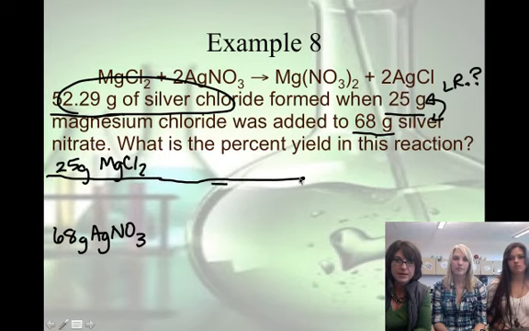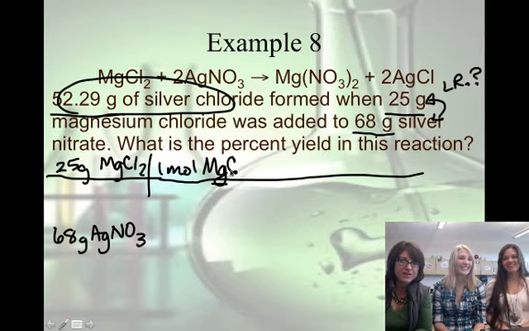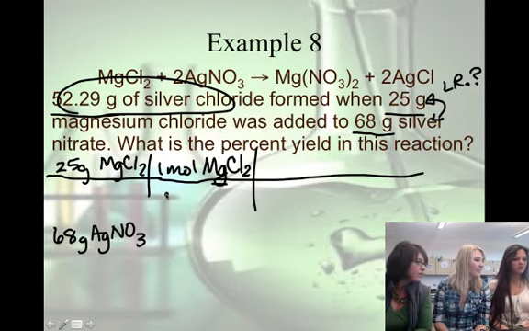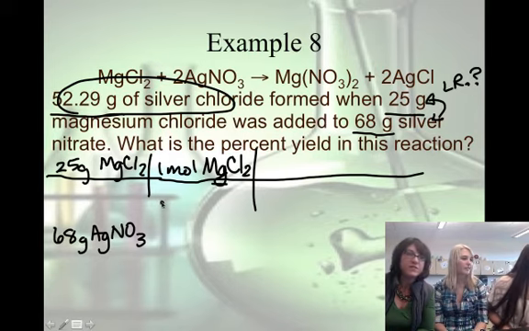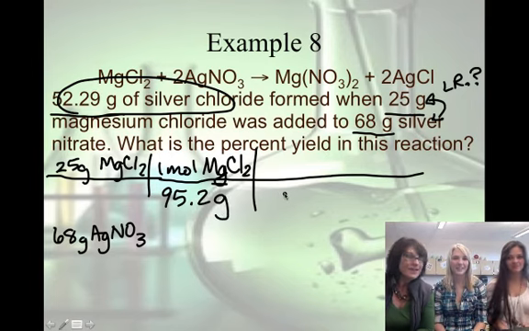So we might as well start with the first number they gave us. Okay, when in doubt, go to moles. So, what's the molar mass of magnesium chloride? It's 24 plus 35.45 times 2, 95.21. Yep, 95.21.